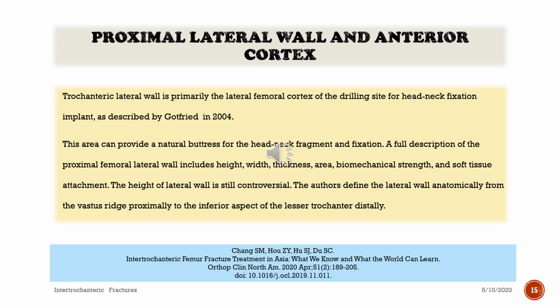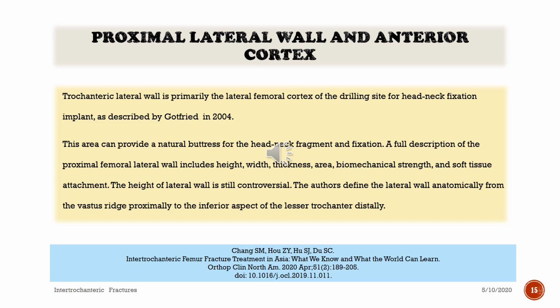Proximal lateral wall and anterior cortex. The trochanteric lateral wall is primarily the lateral femoral cortex of the drilling site for the head neck fixation implant, as described by Gotfried in 2004. This area can provide a natural buttress for the head neck fragment fixation. A full description of the proximal femoral lateral wall includes height, width, thickness, area, biomechanical strength, and soft tissue attachment. The height of the lateral wall is still controversial.